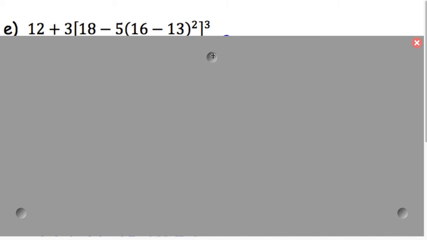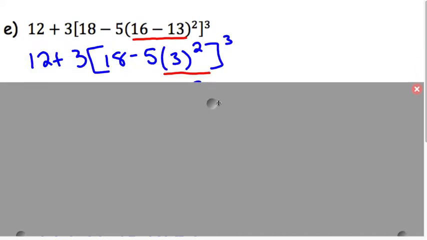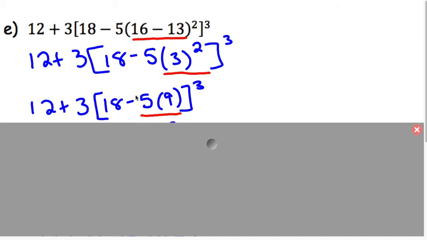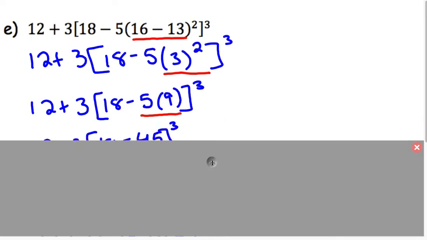I'm going to show you all of the steps that I have here with everything underlined. So first up, all the way on the inside, 16 minus 13 gives you 3. And then, still working on the inside, we have minus, and we have multiplying, and then we have a squared. So we got to do the squared next. So 3 squared gives you 9. Then we have our subtraction and multiplication, so we do the multiplying. 5 times 9 is 45.